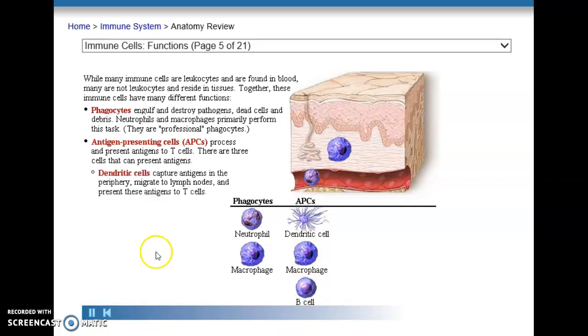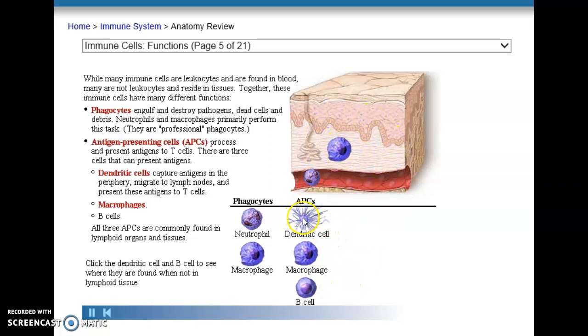Dendritic cells are specialized antigen-presenting cells dedicated solely to this function. They capture antigens in the periphery, migrate to lymph nodes, and present these antigens to T cells wandering through the lymph node. Macrophages and B cells can also act as antigen-presenting cells. All 3 APCs are commonly found in lymphoid organs and tissues. Click the dendritic cell and B cell to see where they are found when they are not in lymphoid tissue.